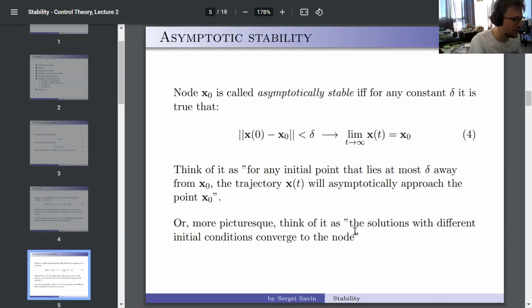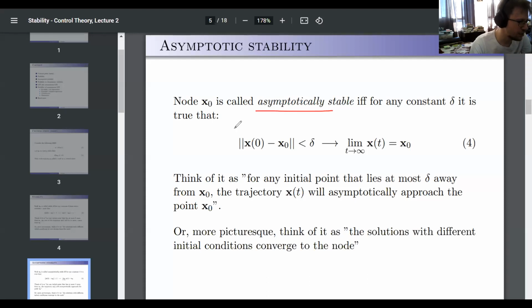All right, now we can also introduce the concept of asymptotic stability. Something is asymptotically stable if it converges to x naught. Let me put it more precisely. For any initial condition that is at most delta away from x naught, the solution in the limit converges to x naught.